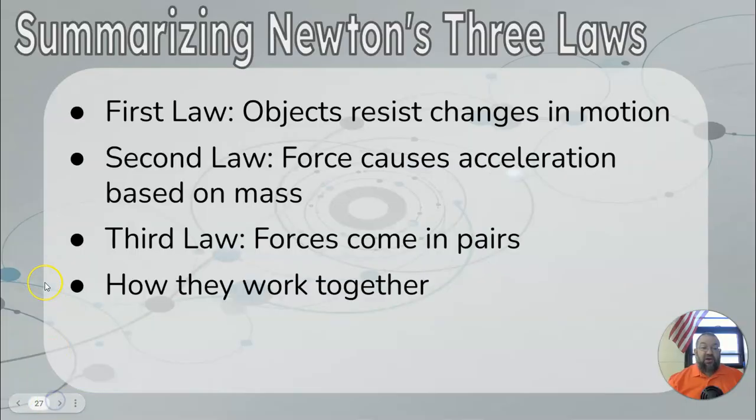what we have learned. All right, so we learned that the first law from Newton says that objects resist changes in motion. An object at rest stays at rest. An object in motion wants to stay in motion unless other forces act upon it. We also learned that force causes acceleration based on mass, and then usually the third law, forces come in pairs. So I've got a little demonstration here that will show all three working.